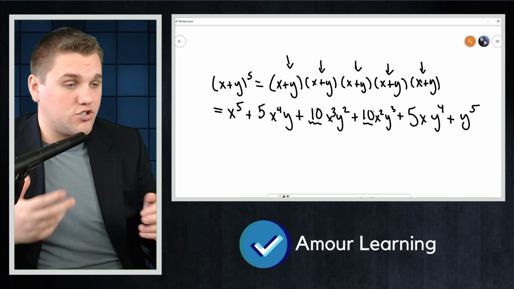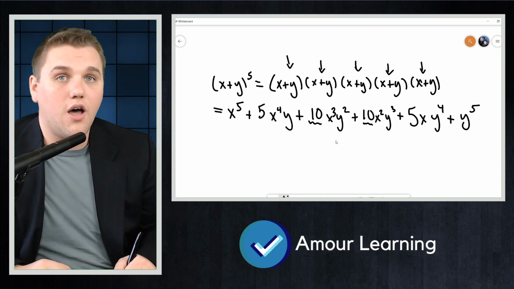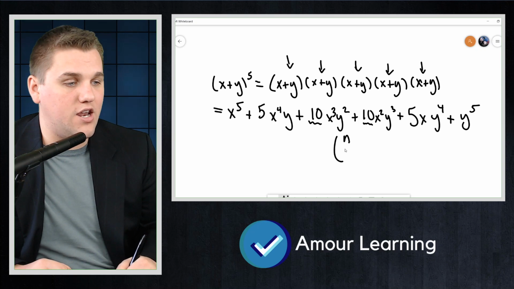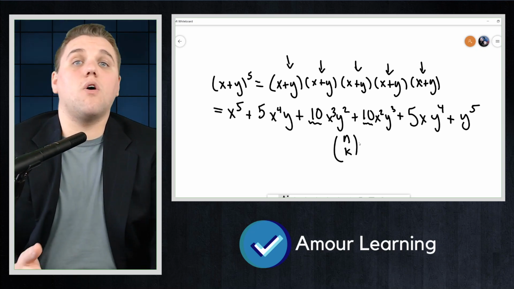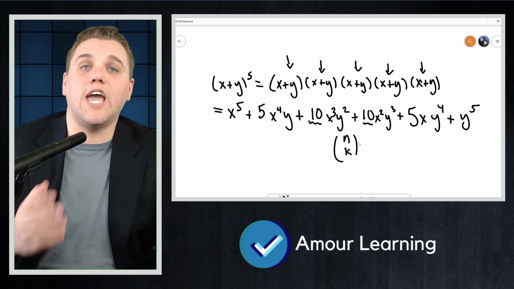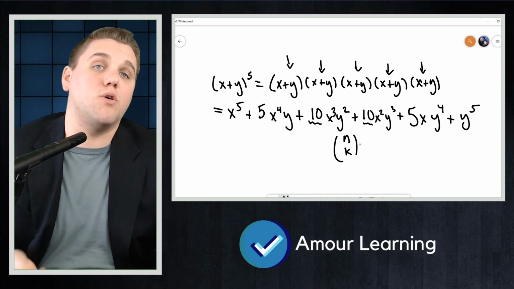We actually even have a special symbol for them. These numbers are considered n choose k. In the next video, we will gather together notation and interpretations of the binomial coefficients.